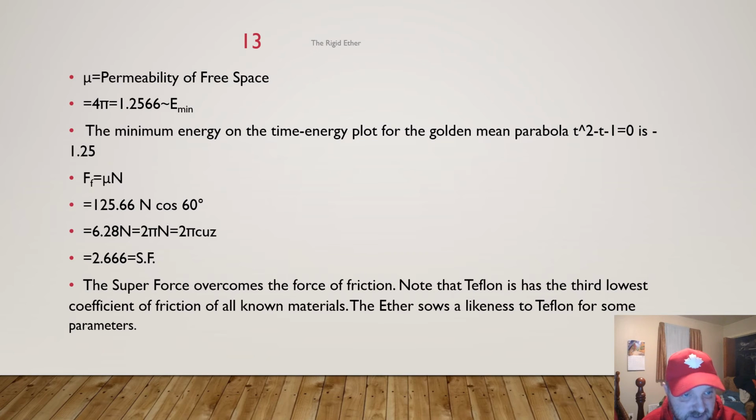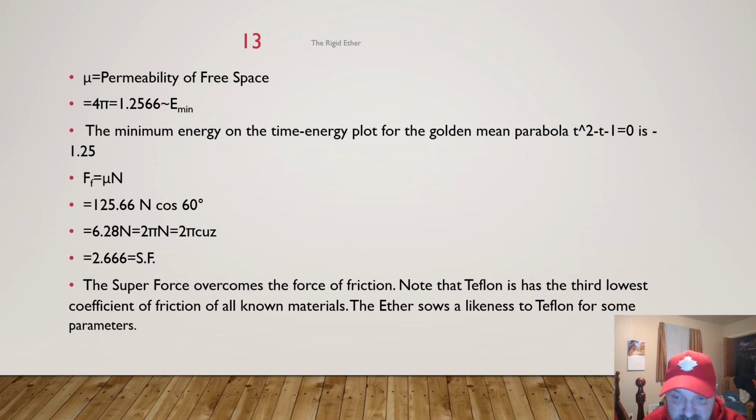And we have the force of friction is mu n, so if we take the 125.66 newtons times the cosine of 60 degrees, 60 degrees occurs as often as 45 degrees does in astrotheology, and for reasons I won't go into here. And so we have 6.28, which is 2 pi newtons, 2 pi times Q's is equal to the superforce, 2.666, which is 8/3. So the superforce overcomes the force of friction.